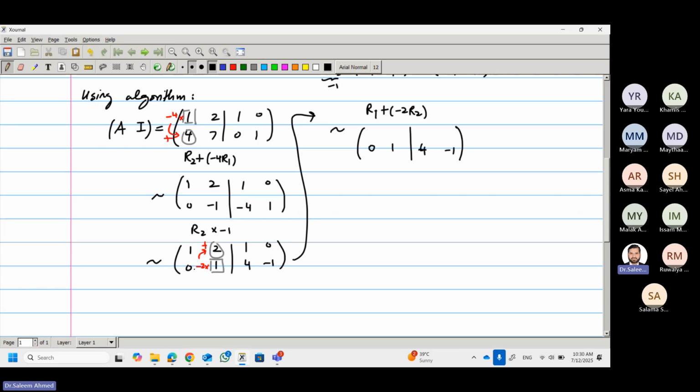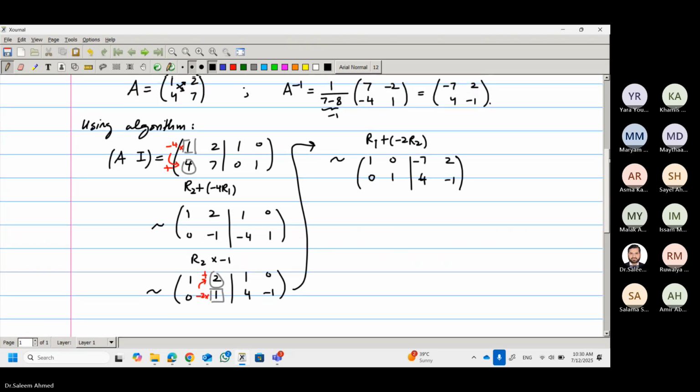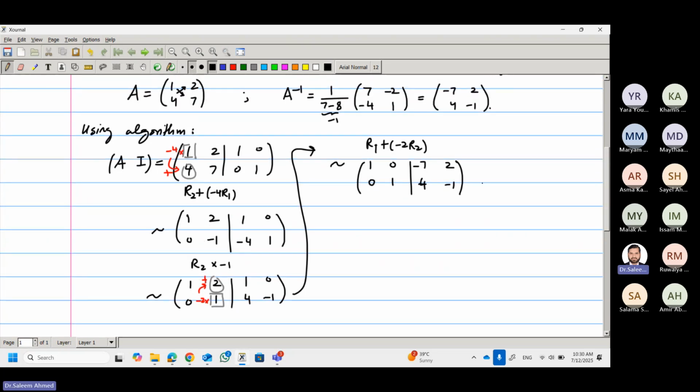This is the second row. Now we multiplied this by 2. Minus 2 into 1 is minus 2 plus 2 gives you 0. Minus 2 into 4 is minus 8 plus 1 is minus 7. And minus 2 into minus 1 is 2 plus 0 is 2. Right? So this is equal to identity. We said that when this becomes identity, the second part is automatically A inverse. So therefore, A inverse is minus 7, 2, 4, minus 1.